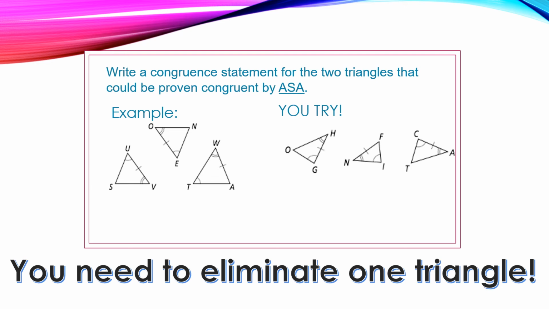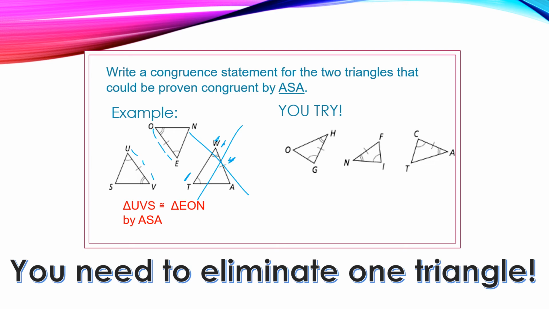Okay, so write a congruent statement for the two triangles that could be proven congruent by ASA, angle, side, angle. I'm looking at all of these as a whole. For this one, I have angle, side, angle. This is angle, side, angle. This one is an angle over here, and then I have the side and the other angle all the way over here. So technically, this would be like angle, angle, side. So that being said, triangle UVS is congruent to EON by ASA.